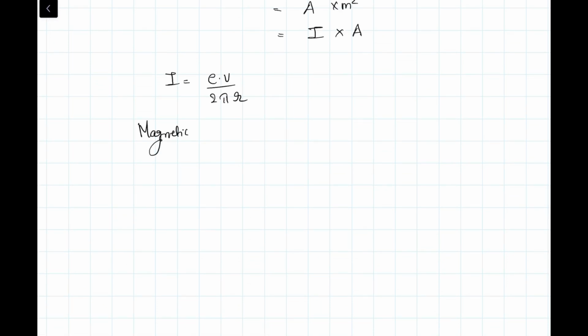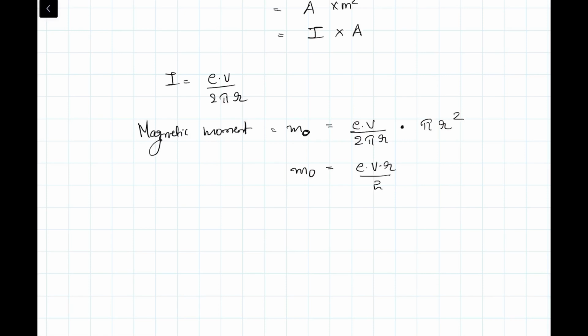Magnetic moment of an electron. Let me write it as m0. Why am I specially writing it as m0? Because it is the orbital magnetic moment. The magnetic moment due to the orbital motion of the electron around the nucleus, you can write as E into V divided by 2 pi r. What is the area that it is covering? It is a circle, so it is pi r square. What you're going to get is E V r by 2. This is the orbital magnetic moment.